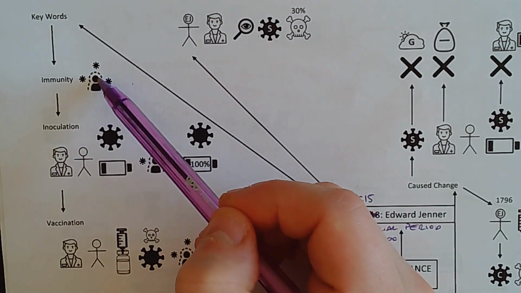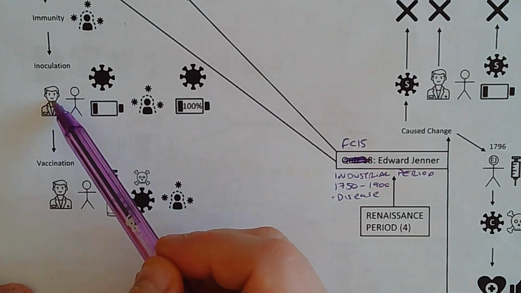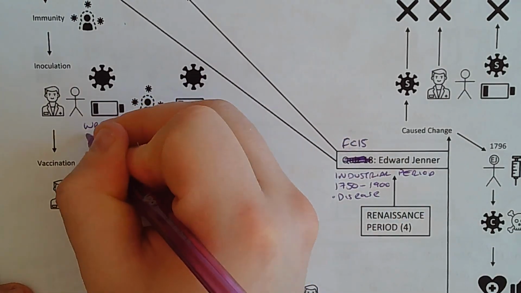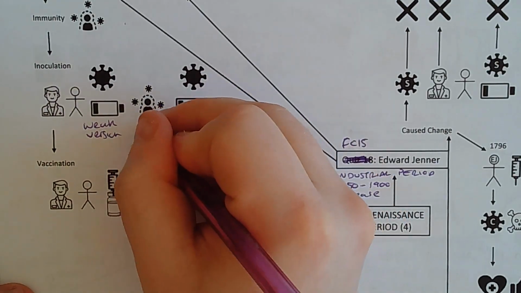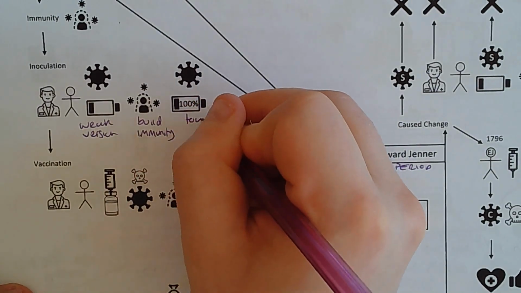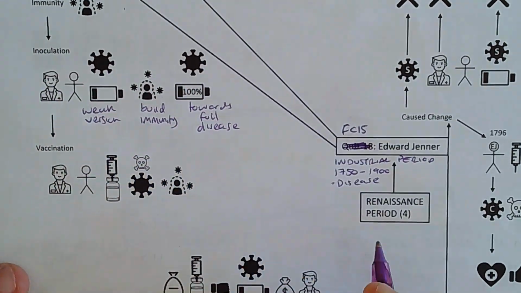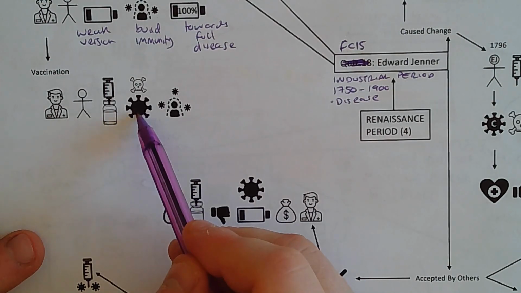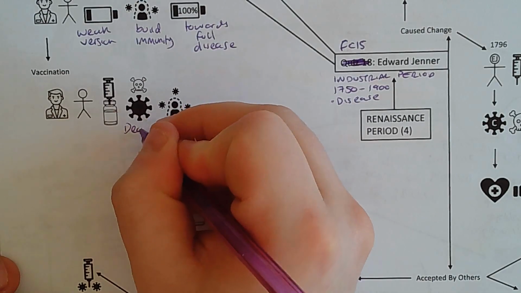So some key words we need to know before we get started with Edward Jenner. Immunity is where you are protected from a disease. Inoculation is the idea where a doctor gives the patient a weak version of a disease to build immunity towards the full disease.